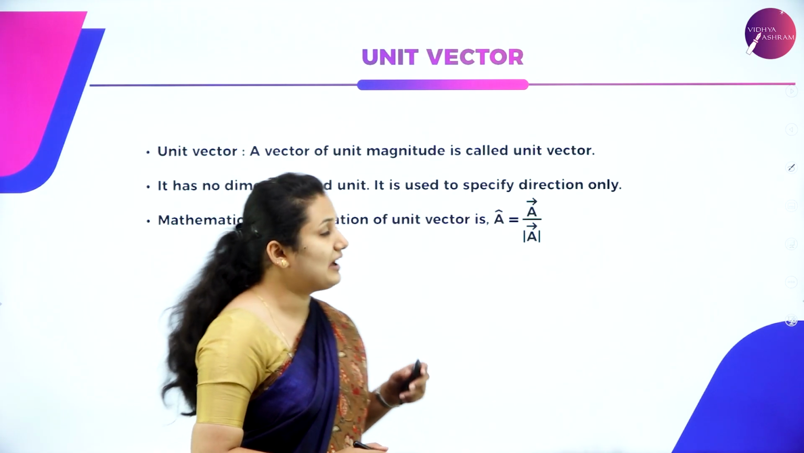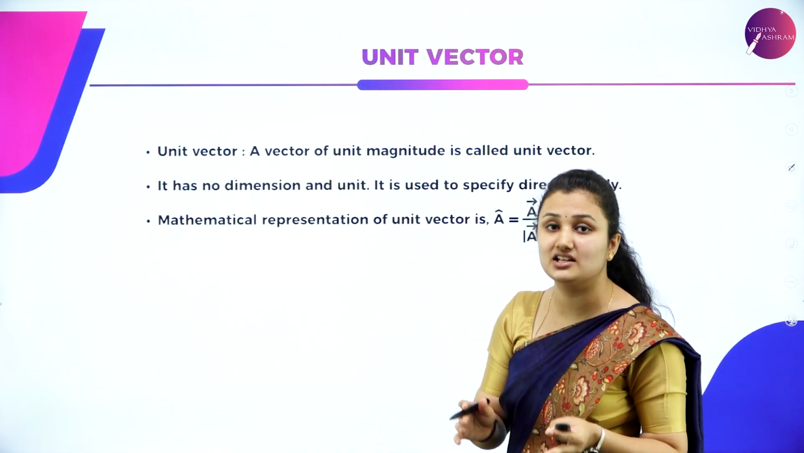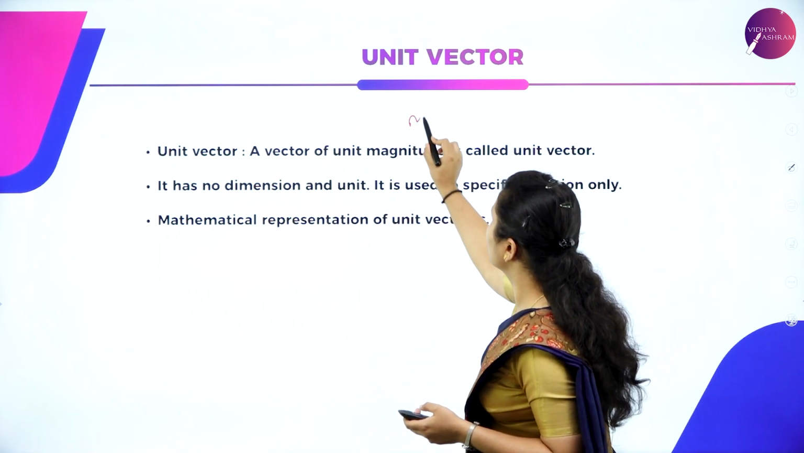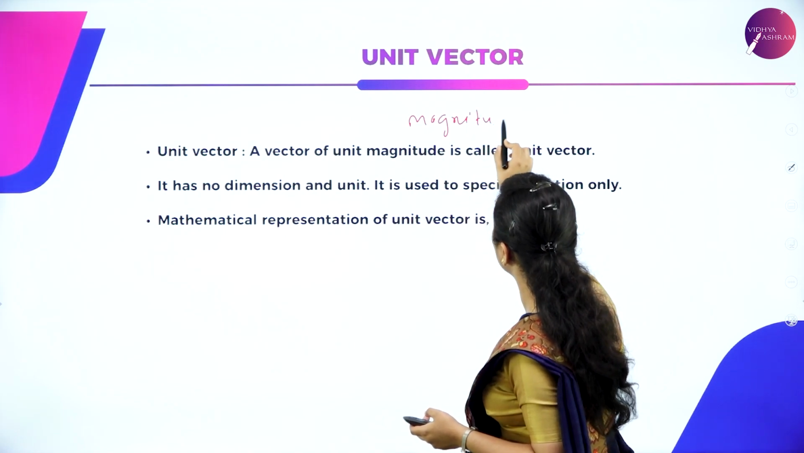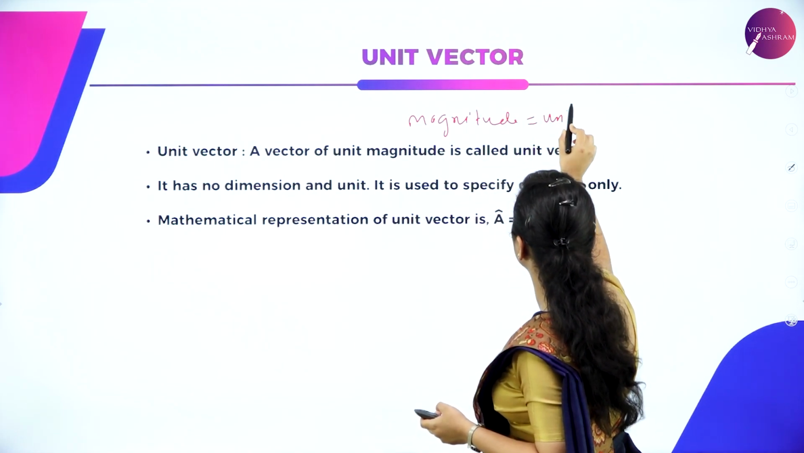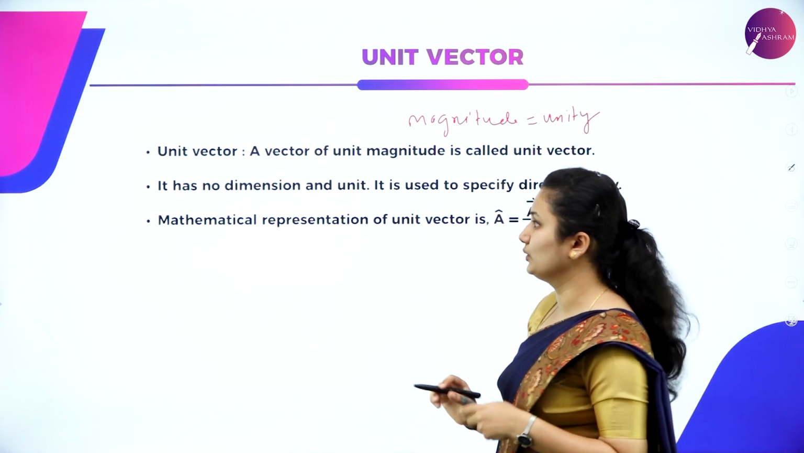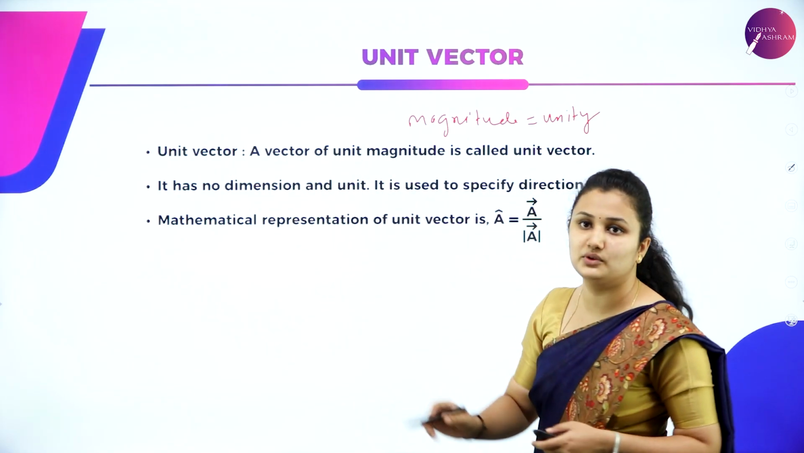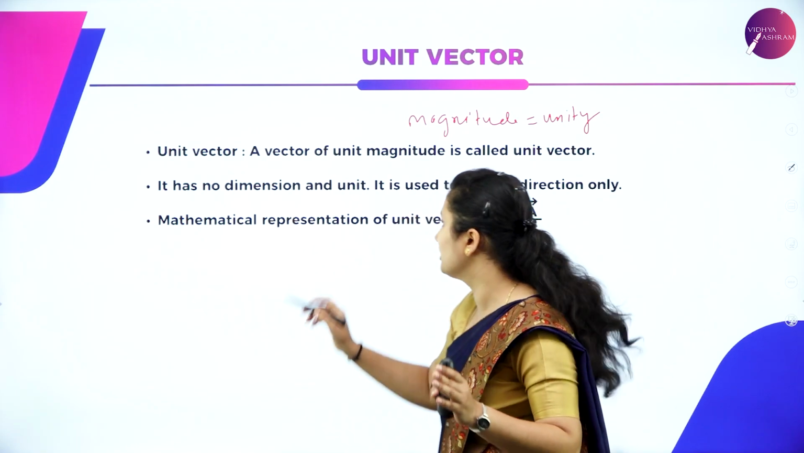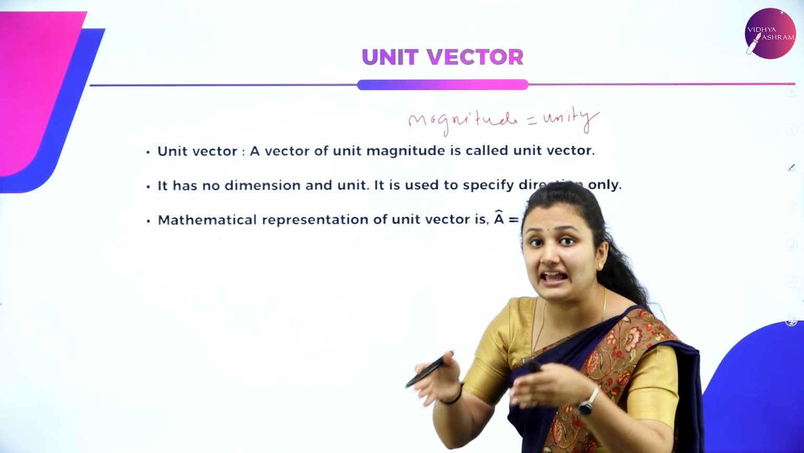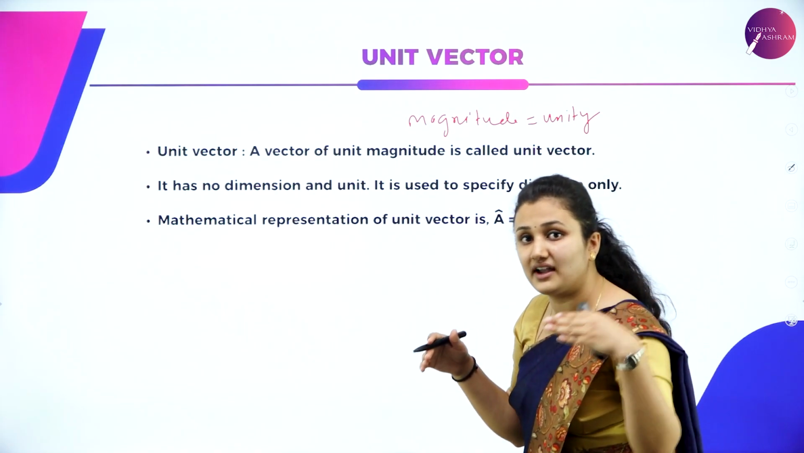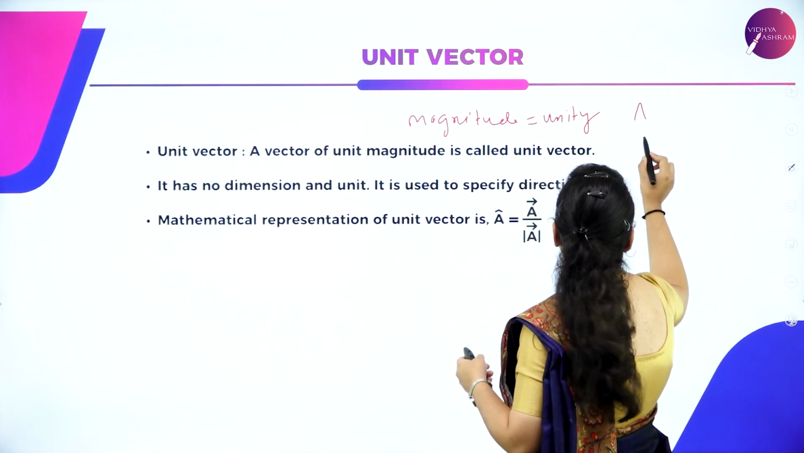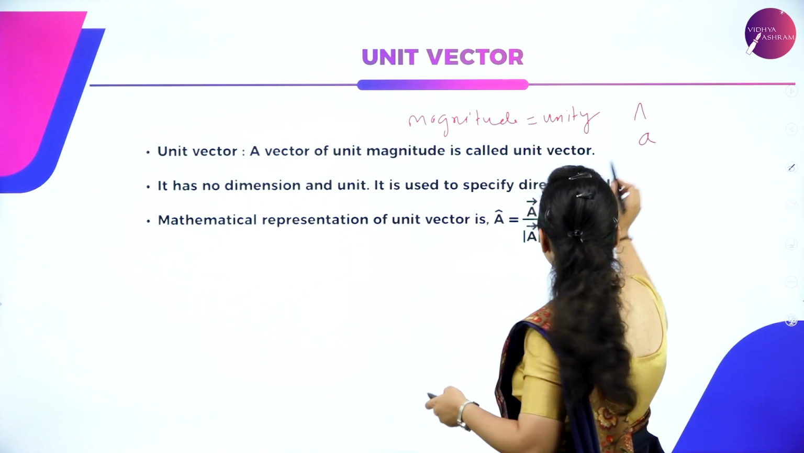So next we have unit vectors. We have already discussed what a unit vector is. A vector of unit magnitude, whose magnitude is equal to unity, is called a unit vector. It has no dimension and no unit. It specifies the direction of the vector and it is represented by the symbol cap. So a unit vector is represented by A with a cap over it.